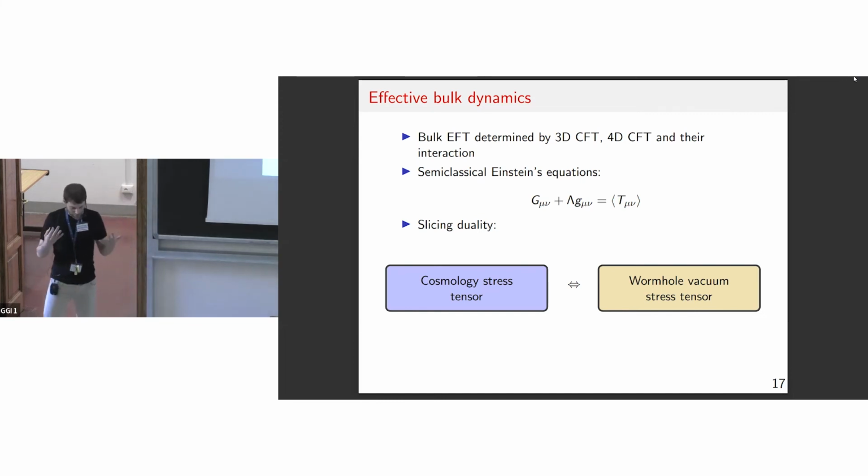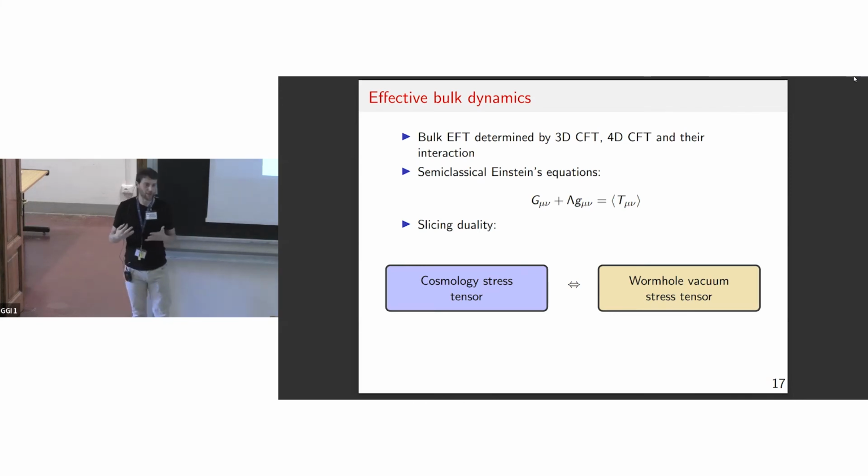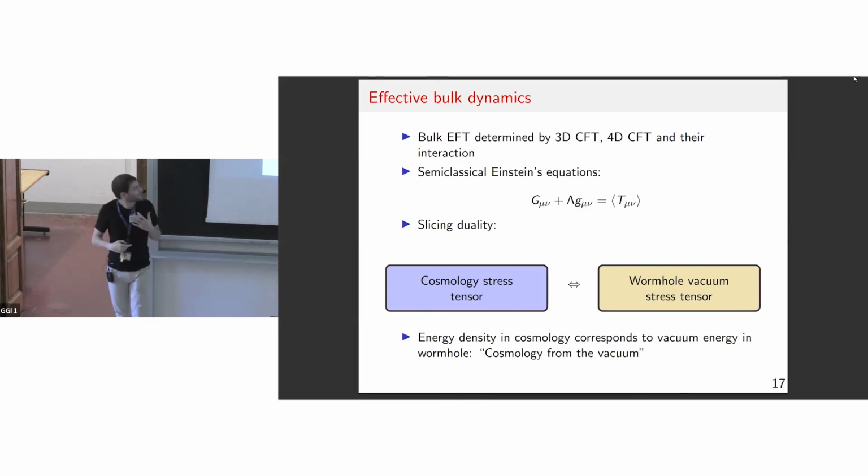Meaning, since the two expectation values are related to each other by double Wick continuation, this means that whatever content you have in your cosmology must arise from some kind of vacuum energy in the wormhole. And this is an interesting feature that tells you that whatever you have in the cosmology must necessarily correspond to some specific vacuum energy in the wormhole. This is really something surprising somehow. And that's the reason why we call this paper Cosmology from the Vacuum, because the vacuum energy of the wormhole completely defines whatever goes on in your cosmological universe.